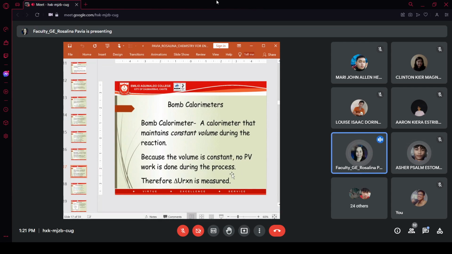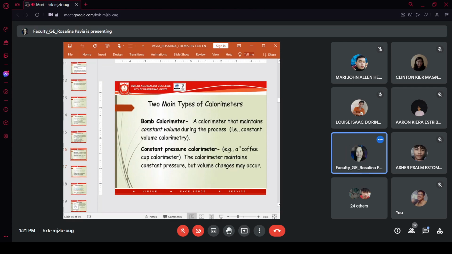Because the volume is constant, no PV work is done during the process. Therefore, ang i-measure natin is delta U of the reaction. Naintindihan? And what is that delta U? Paano nga ngayon i-measure yung delta U? That is actually the heat released or absorbed.